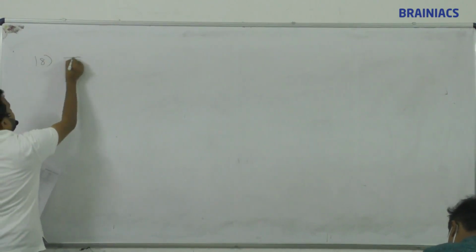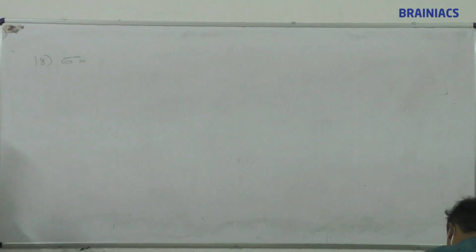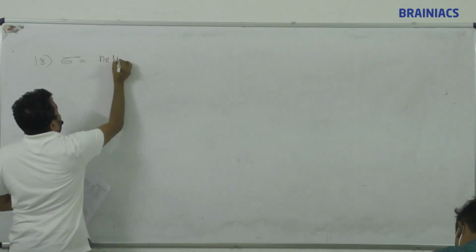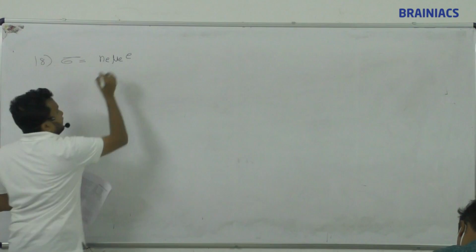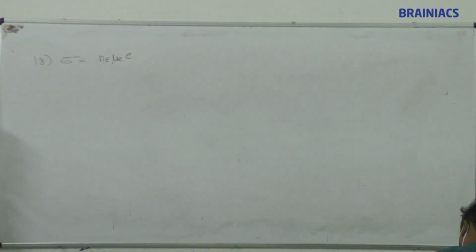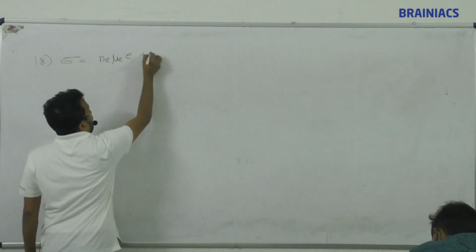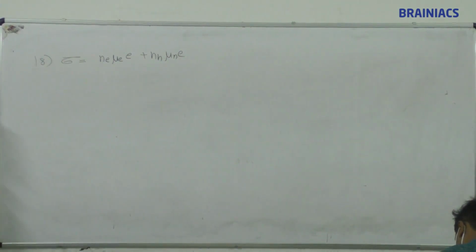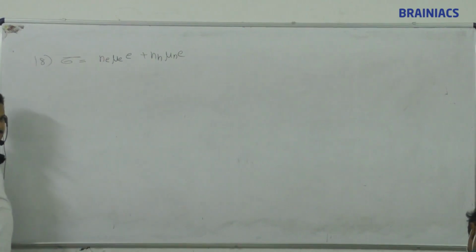What is the intrinsic concentration formula? Sigma equals... how will we write the formula for conductivity? Ne mu E into the electronic charge. Correct? Ne into mu E into the electronic charge. This is for the electron. For holes, NH, mu H, the hole charge. Both charges are equal. So what do we need to find out? Ne plus NH has to be found.